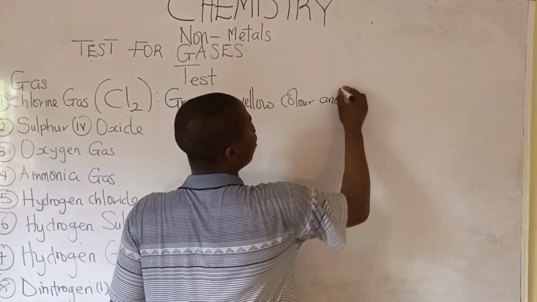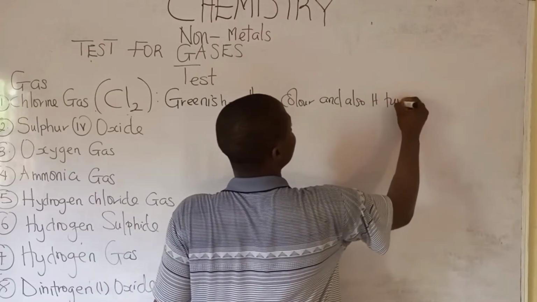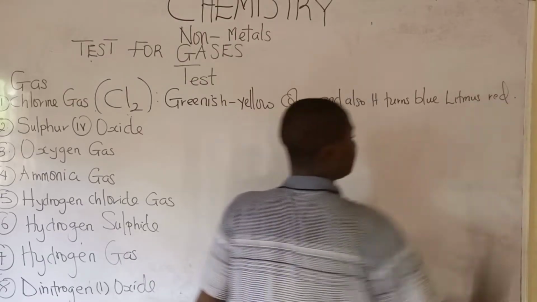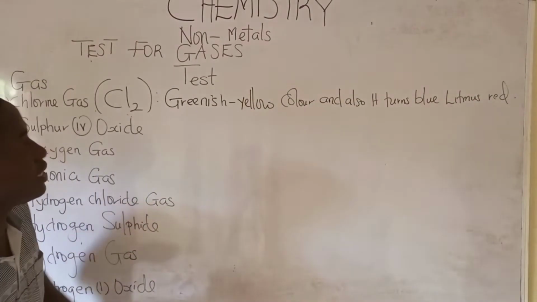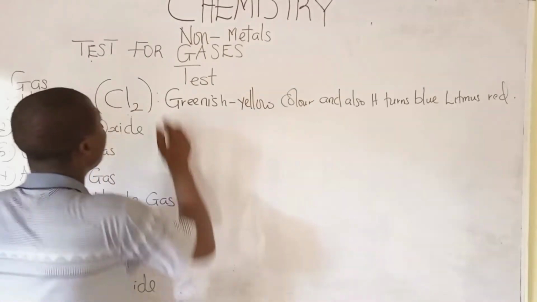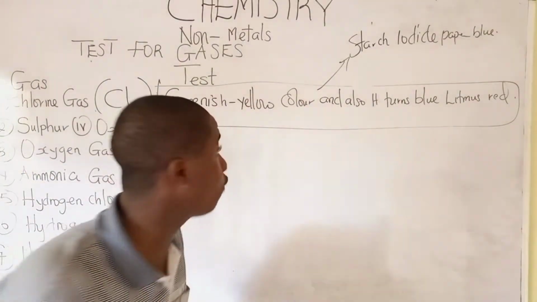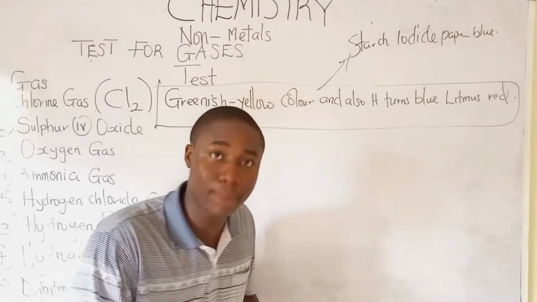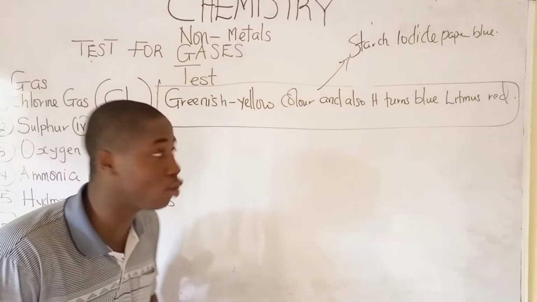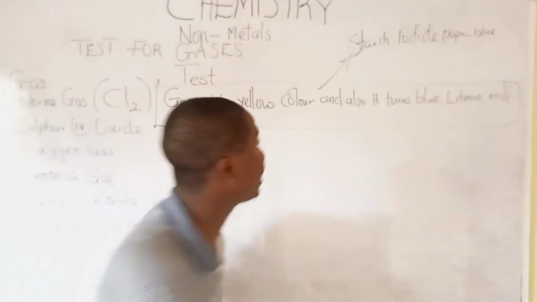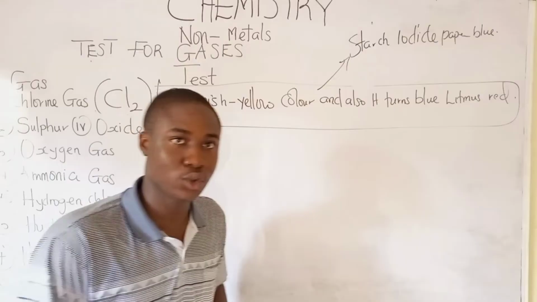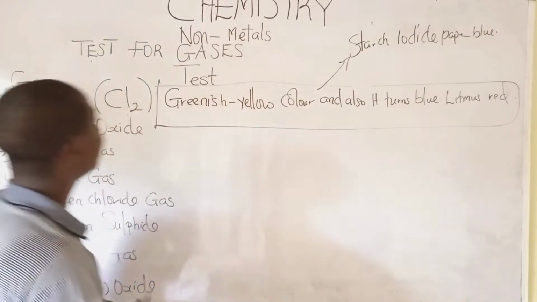and also it turns blue litmus red. Not only this, it changes the color of starch iodide paper blue. So basically, first of all, chlorine is a gas and it has a greenish yellow color, it turns blue litmus red, and lastly, it turns starch iodide paper blue. So this is something we must take note of under chlorine gas.